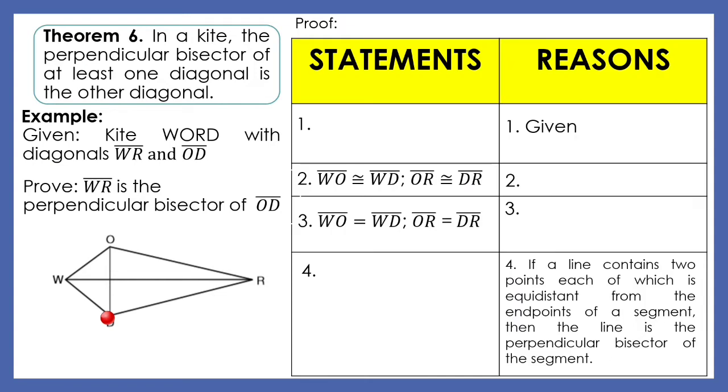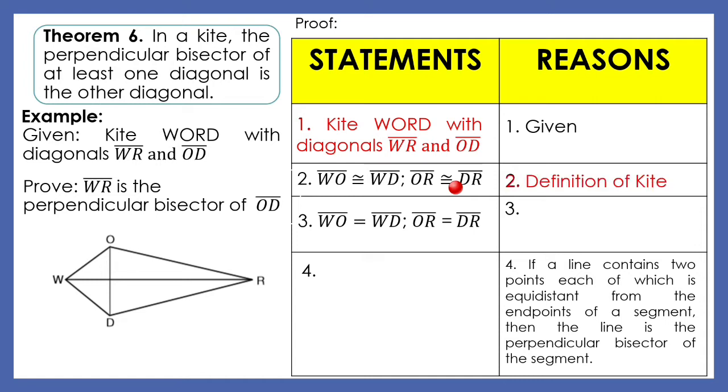Okay, to prove, we will use the two-column proof. For statement number 1, we will copy the given. Kite WORD with diagonals line segment WR and line segment OD. Okay, so ang reason is given. For statement number 2, line segment WO is congruent to line segment WD and line segment OR is congruent to line segment DR. Our reason is by the definition of kite.